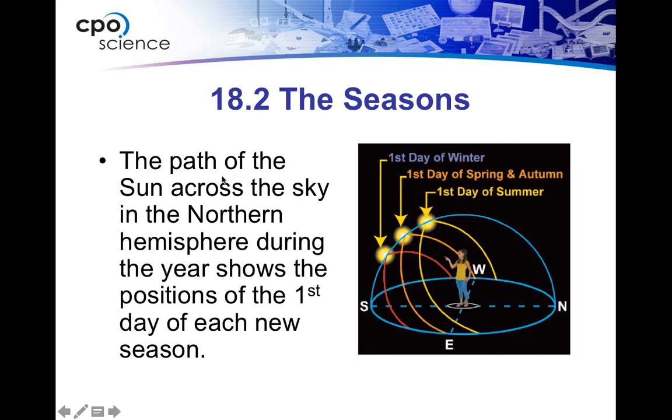The path of the sun across the sky in the northern hemisphere during the year shows the position on the first day of each. So we can see the first day of summer, it's very high. First day of autumn and spring, it is medium. And then the first day of winter, it is fairly low. This is why during the winter months, it gets dark at 5:30 sometimes.